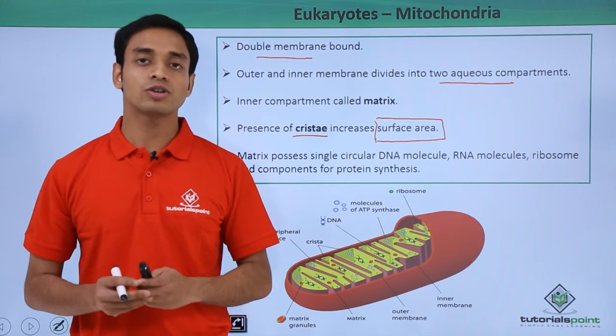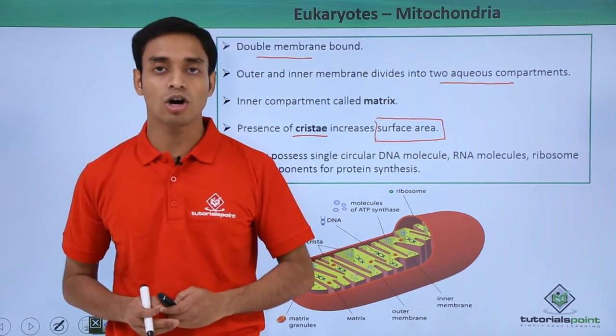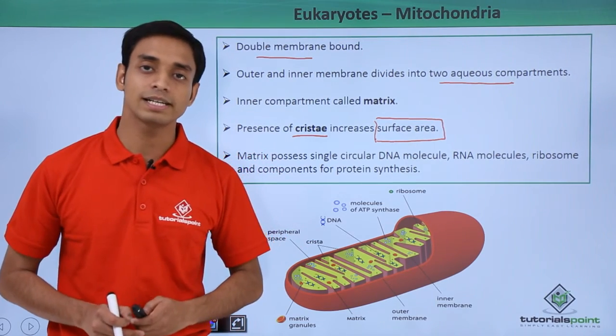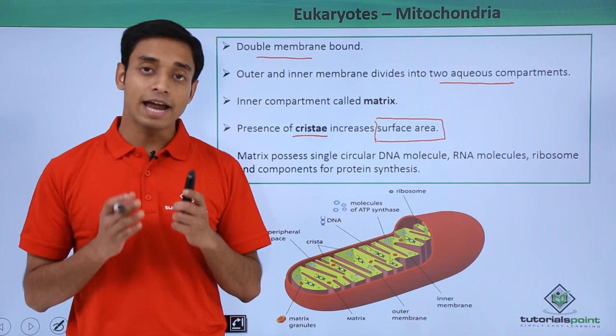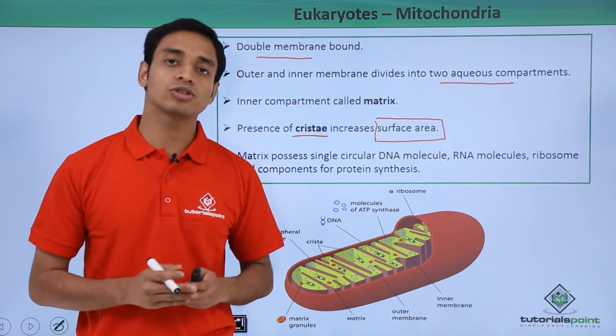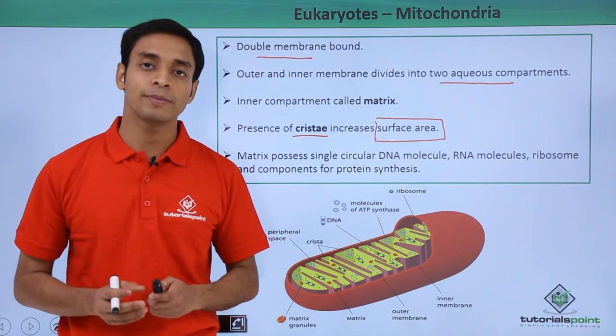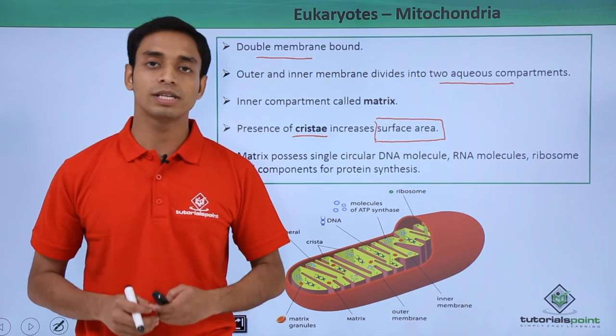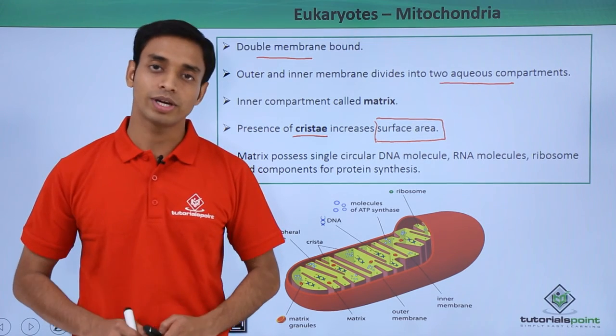So in this video we have talked about a very important cellular organelle of the eukaryotic cells, which is the mitochondria, and we know this is known as the powerhouse of the cell because these are the areas where the energy or ATP molecules are synthesized in case of the eukaryotic cells.